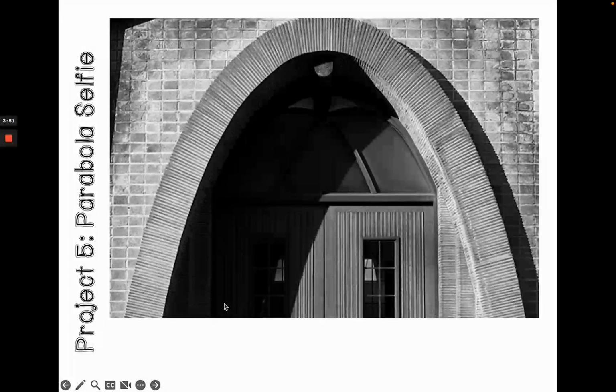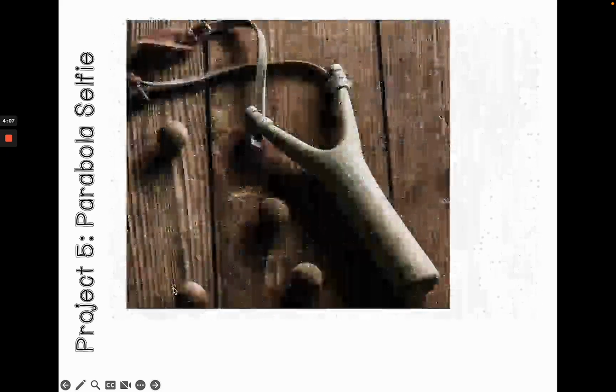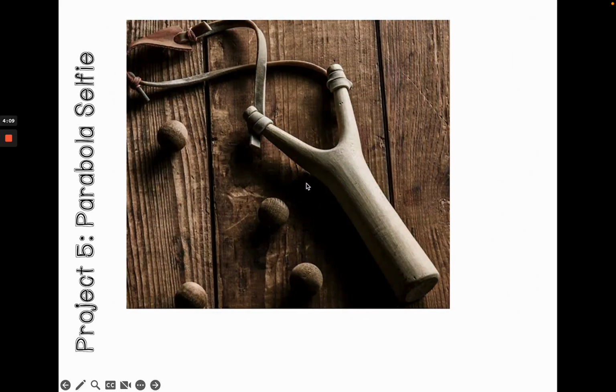Here is the entryway of a home. Again, a nice parabola. And for this one, you could actually use the outside of the parabola or the inside of the parabola. Here's a slingshot, and the whole slingshot is not a parabola, but just this part here that holds the rubber band. We start at a vertex and move outward.